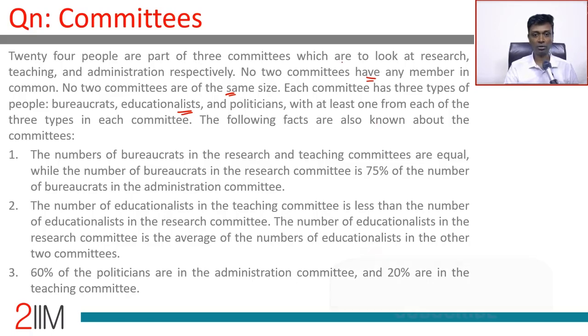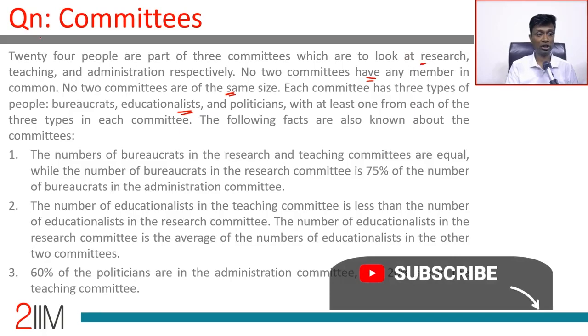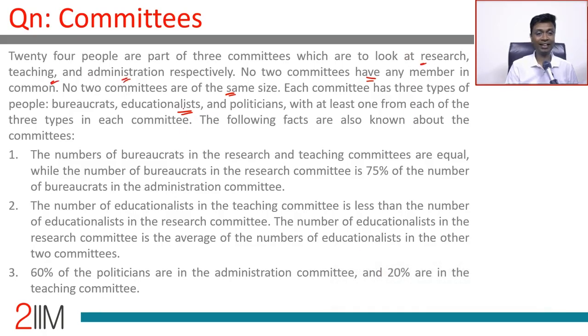There are 3 committees for research, teaching, and administration. Each committee should have at least 1 bureaucrat, at least 1 educationalist, at least 1 politician. So each committee should have at least 3 people. 24 to start with, and no intersections like this. The following facts are also known about the committees.